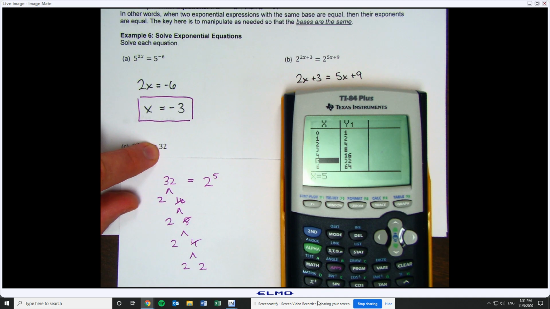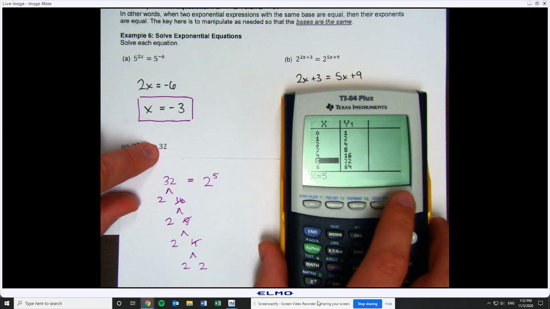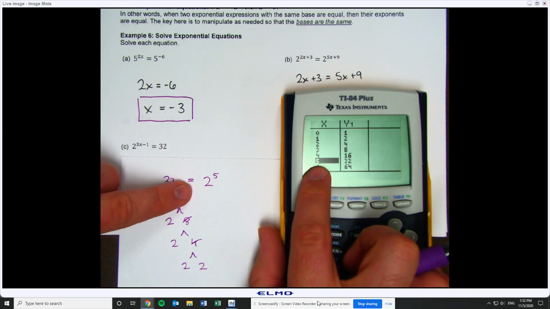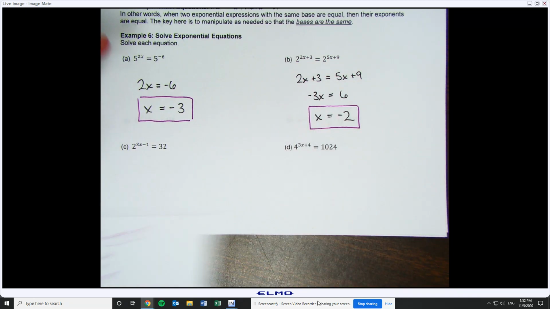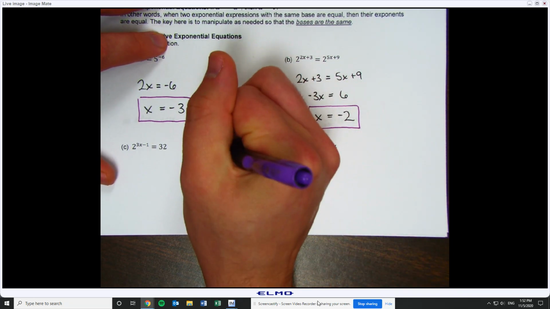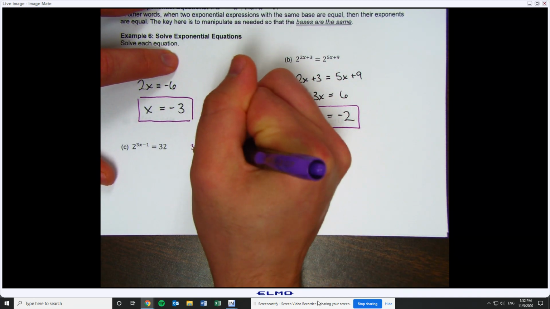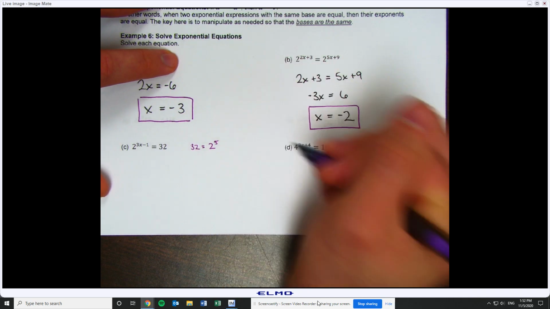This is the fastest way to do it, and if you have access to a calculator like this, your life is a lot easier. If not, you would need to use this property or this method right here. But you have 2 different ways to do it, so have at it. So I know that this is going to be 2 to the 5th power. So writing this down on the side, I know 32 is 2 to the 5th.